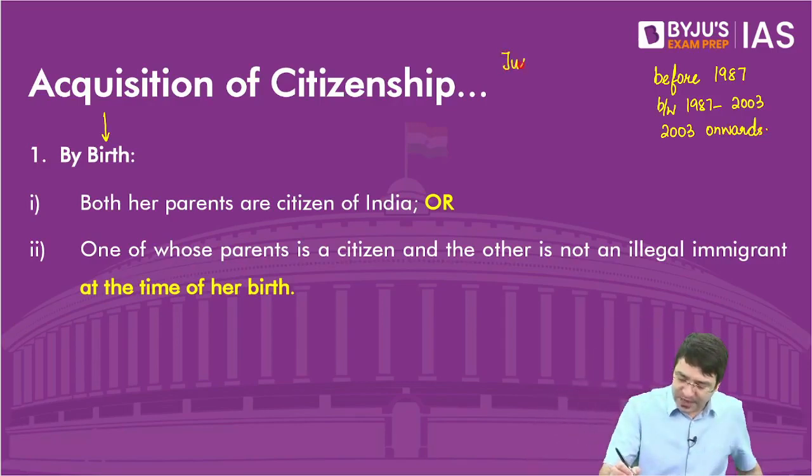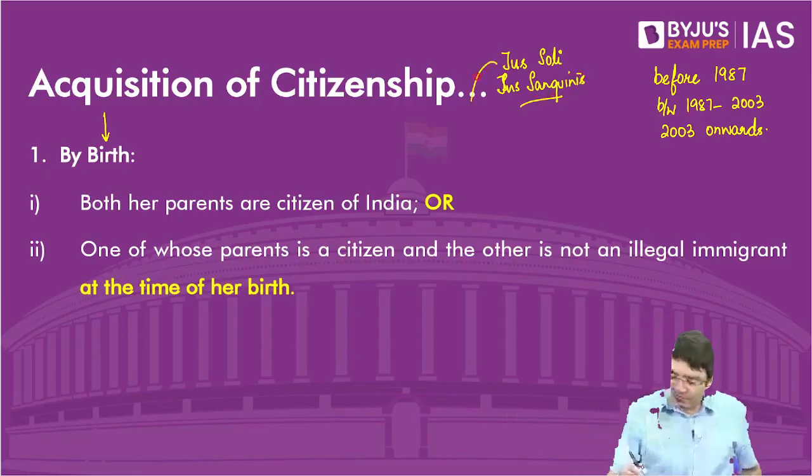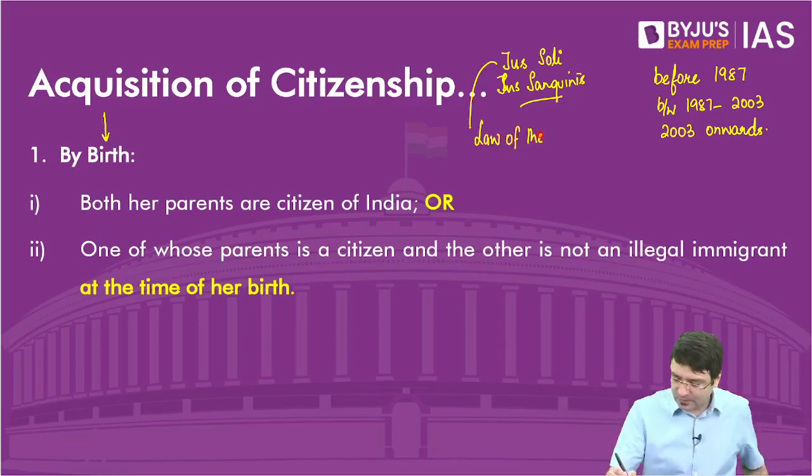This is where we'll have to understand two concepts, jus soli and jus sanguini. Jus soli means law of the soil. Jus sanguini means law of the blood.